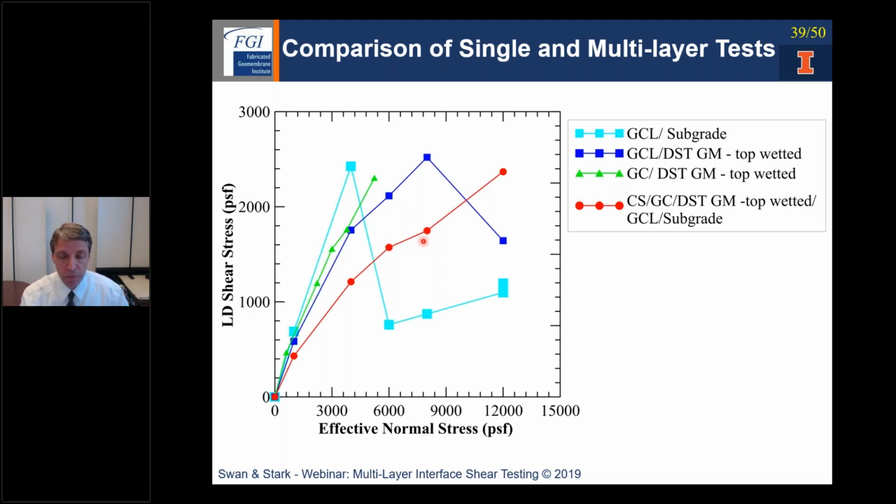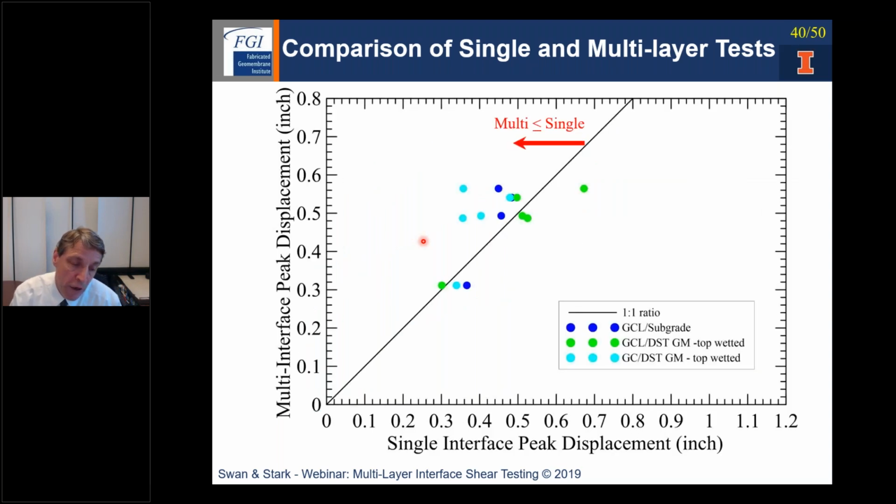So now let's look at the displacements. Here is a plot of the peak displacement from the multi-interface tests on the vertical axis and the peak displacement from the single interface tests on the horizontal axis. The line that you see in the diagram is a one-to-one line. So if any of the points plot on this one-to-one line, that means that the multi-interface and the single interface test yielded the same displacement to mobilize the peak strength.